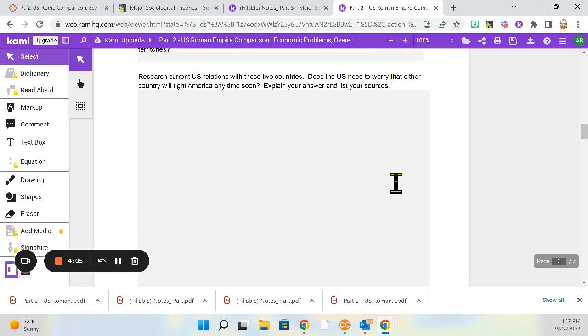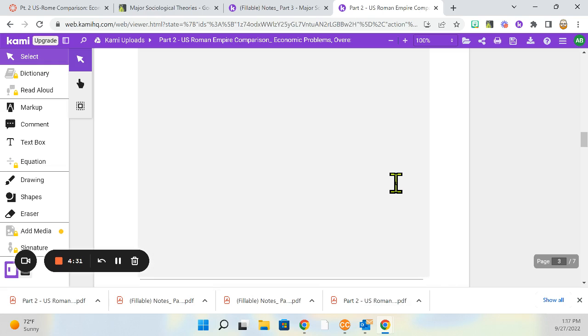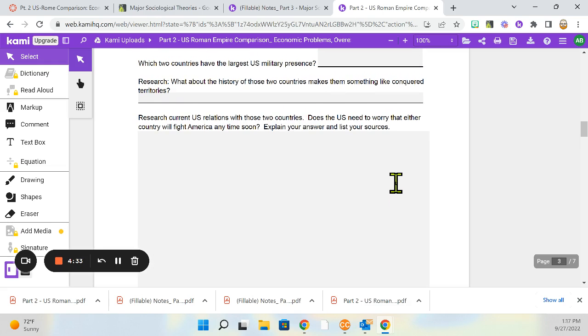You're going to continue looking at those two countries. And you're going to research their more recent relations with the United States. To answer this question, does the United States need to worry that either of those two countries will fight America anytime soon? And explain your answer. So tell me why you think so and list your sources. You do not need to get carried away. Everything is going to fit inside that box. And I'm okay if you only have one source for each country to answer that question. More are welcome, but you only need to have one source for each country.